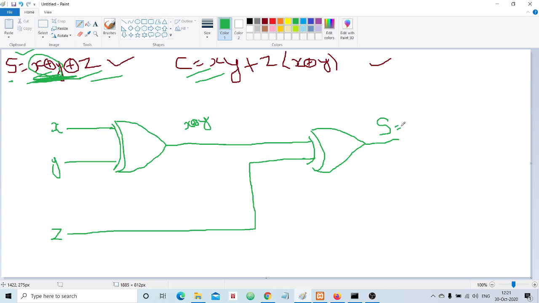So which is given by x exclusive or of y exclusive or of z. Clear? Okay, now we have successfully come up with a logic diagram for sum. Clear? Similarly, now you can go ahead with a carry.